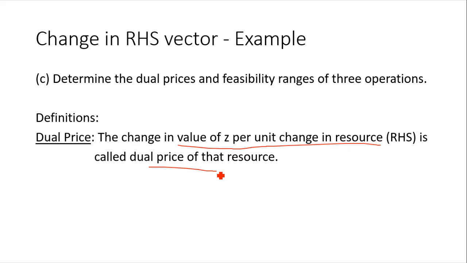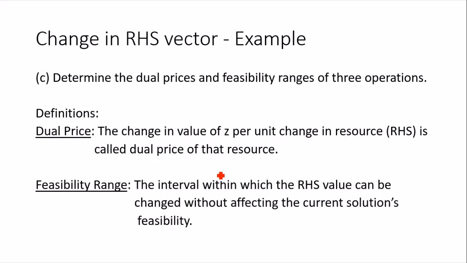If you change 430 to 431, you increase it 1 unit, then what is the corresponding change in the value of Z, the objective function, which you are going to get? That much is the dual price. So that's the basic definition, but actually it's very easy to compute dual prices from the optimal table. And what is feasibility range?